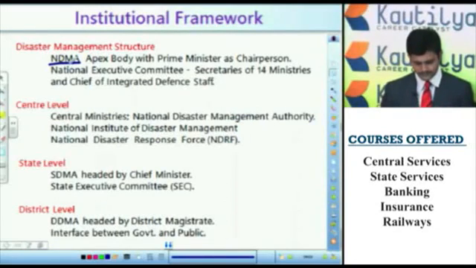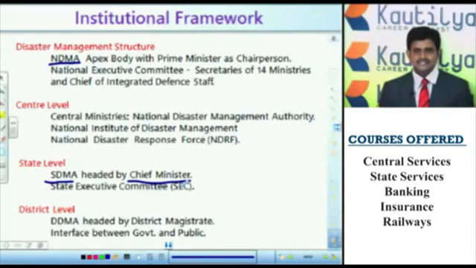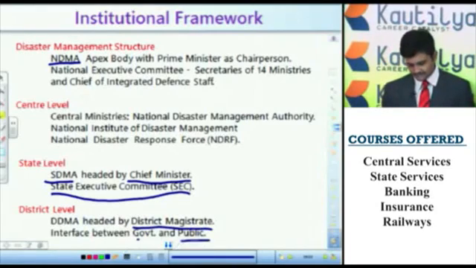And at the state level, the State Disaster Management Authority is headed by the Chief Minister. He is the chairman of the State Disaster Management Authority. The policies taken by the State Disaster Management Authority will be implemented by the State Executive Committee. And next is the District Disaster Management Authority. At the district level, it is headed by the District Magistrate or District Collector. It is the interface between the government and the public. Not only this 3-tier structure of disaster management, many NGOs, voluntary organizations and pressure groups are involved in disaster management activities and support them.